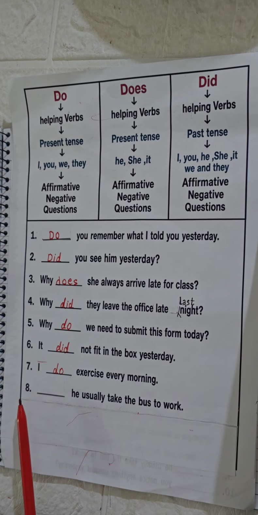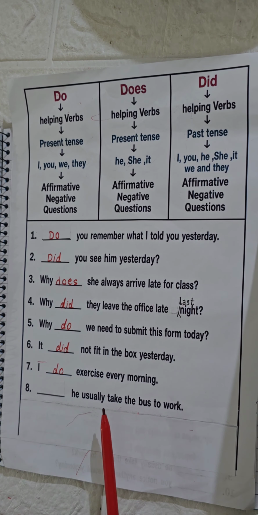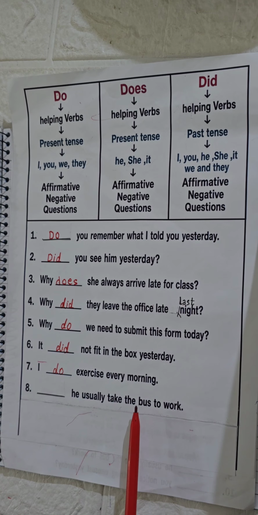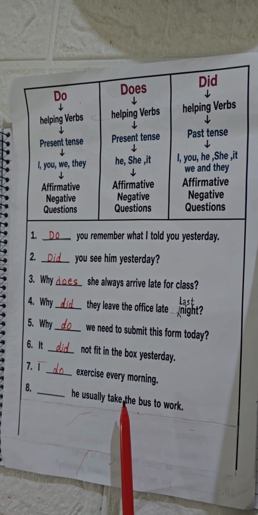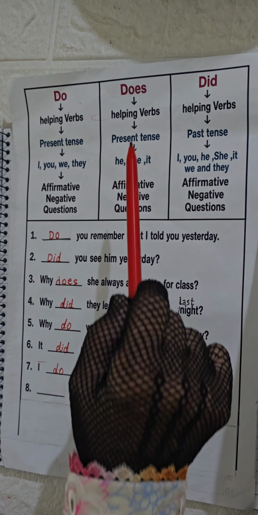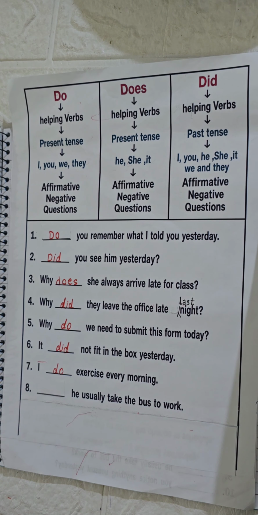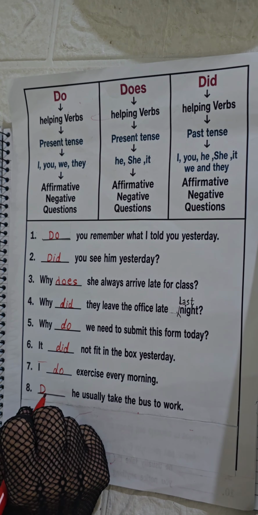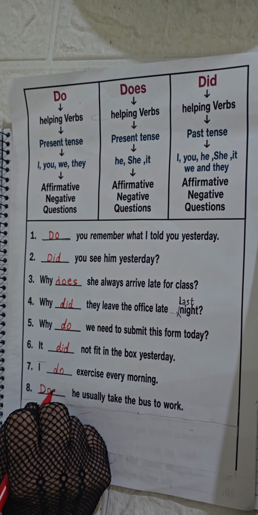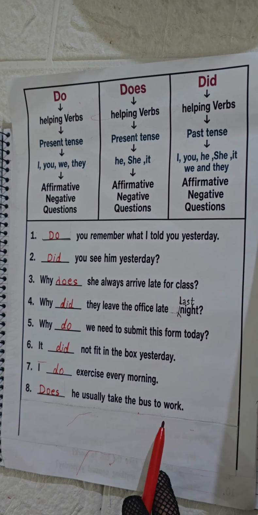Number eight: blank he usually take the bus to work? Before deciding what to write in the blank, look at the sentence carefully. The word usually shows a present habit, and does is used with the present tense. As you can see in the chart, does is always used with he. So we write does in the sentence. Now the correct sentence is: does he usually take the bus to work?